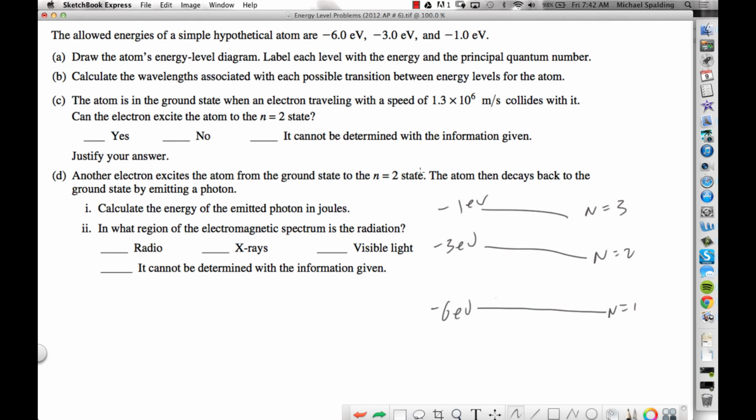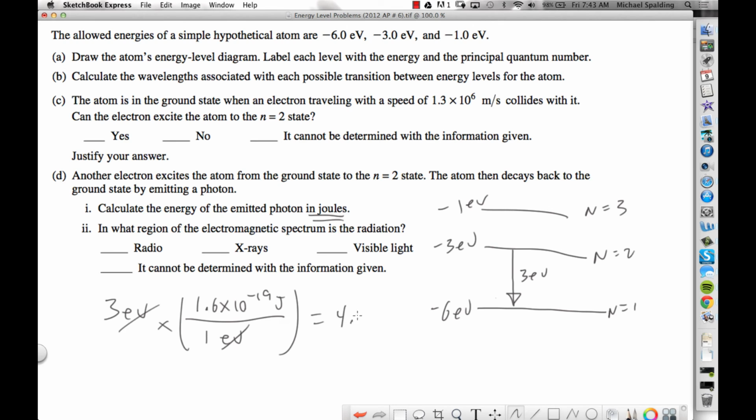How much energy is going to be released in that process when it falls back down from n equals 2? 3 electron volts. Calculate the energy of the emitted photon in joules. We have it in electron volts, so convert 3 electron volts to joules. 1 electron volt is 1.6 times 10 to the negative 19 joules. Electron volts cancel. That's 4.8 times 10 to the negative 19 joules. Easy. Now, in what region of the electromagnetic spectrum is the radiation?